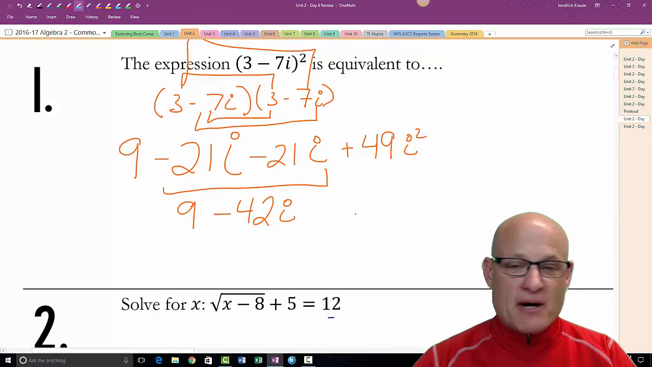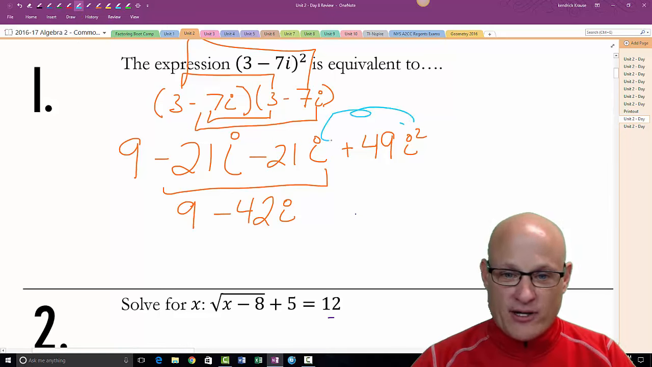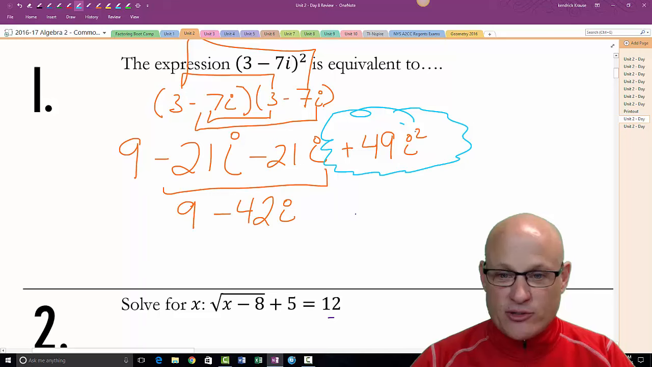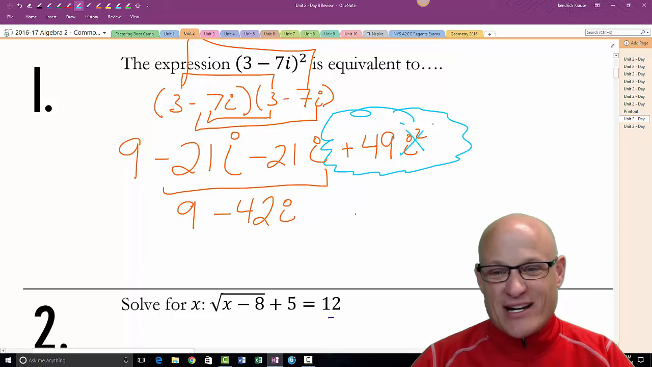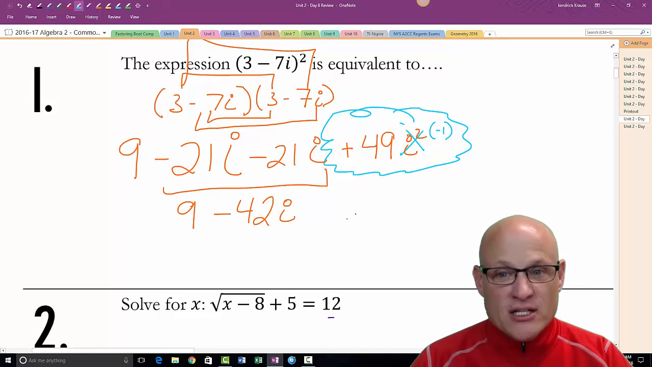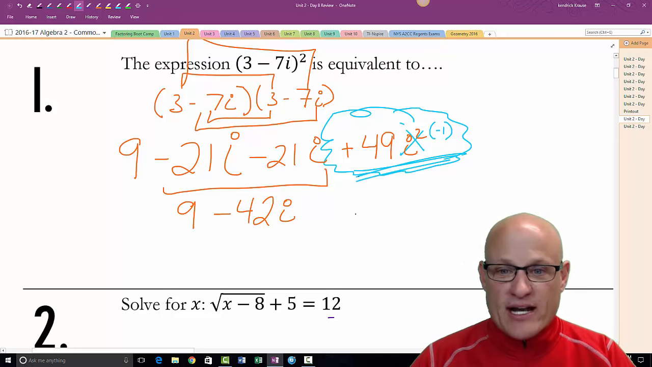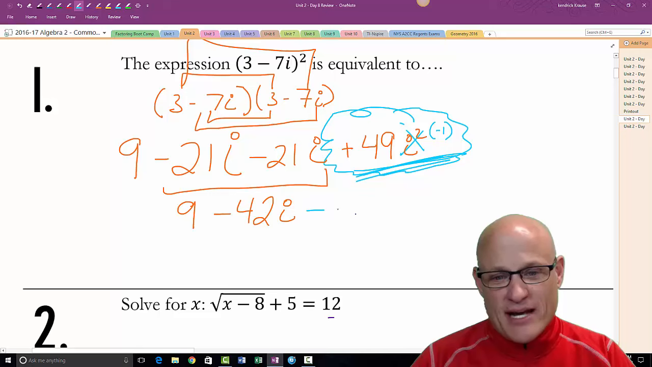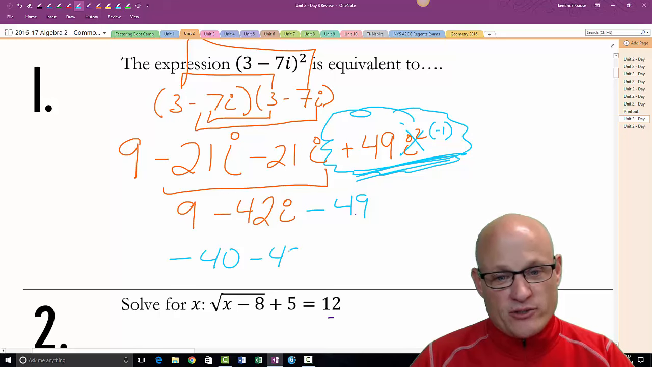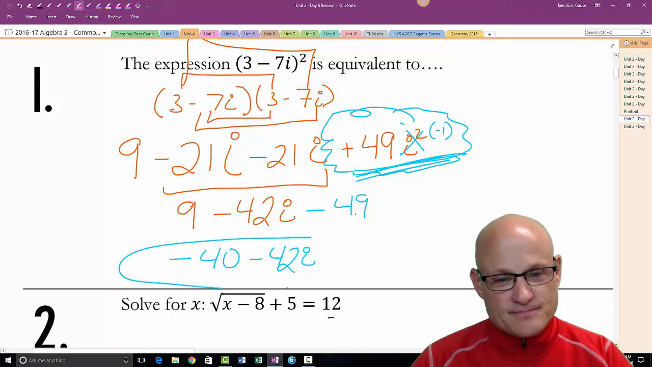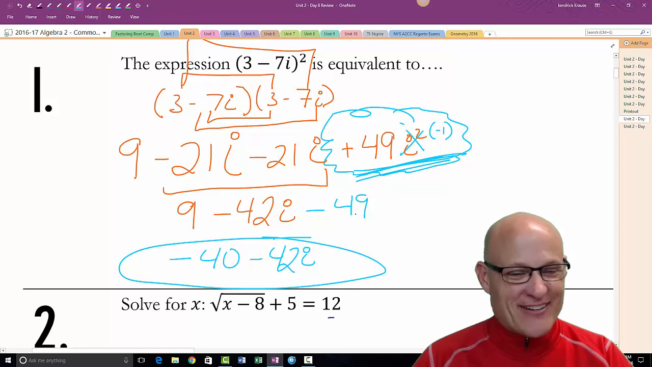And then you, my friends, and not so many of my friends, have to remember you got something to do here. You got to know that i squared is the same as negative 1. It's one of those things you have to have memorized. So if that's true, then this is 49 times negative 1, which is minus 49. So my final answer is negative 40 minus 42i. I hope I got that one right.